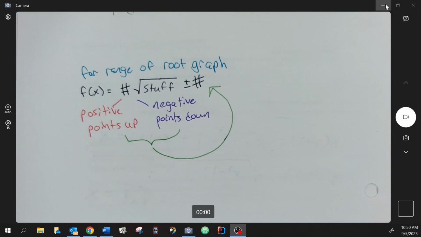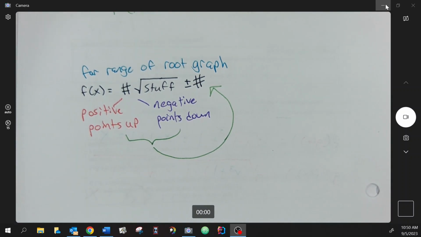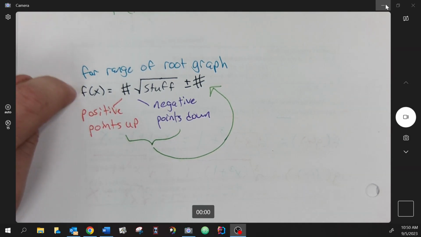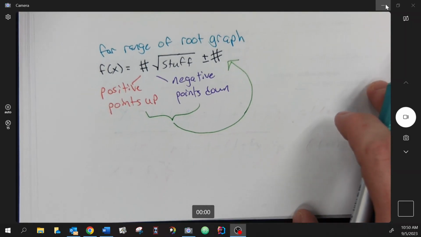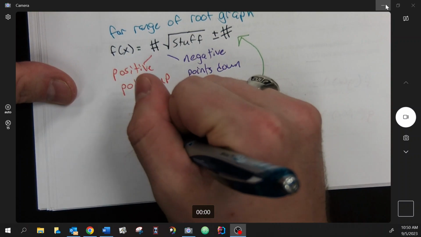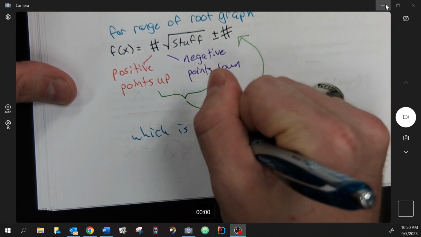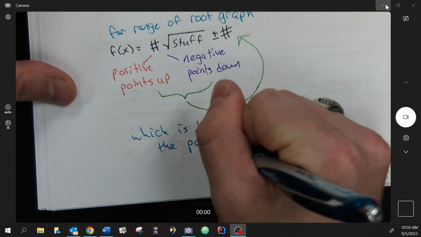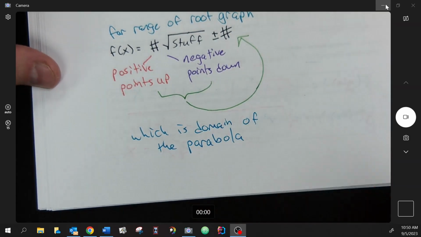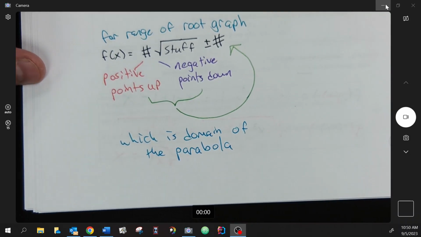So why would I want the range of the square root graph? Because the domain and range switch places. So the domain of the inverse function, the one that has to be restricted, is the range of the square root graph. So this is how you get the range of the square root graph, which is the domain of the parabola. The restricted domain of the parabola, I should say.